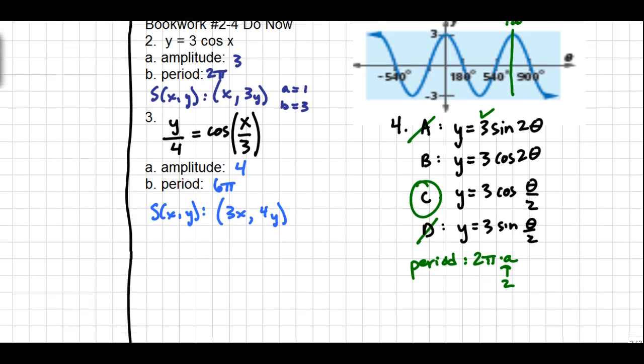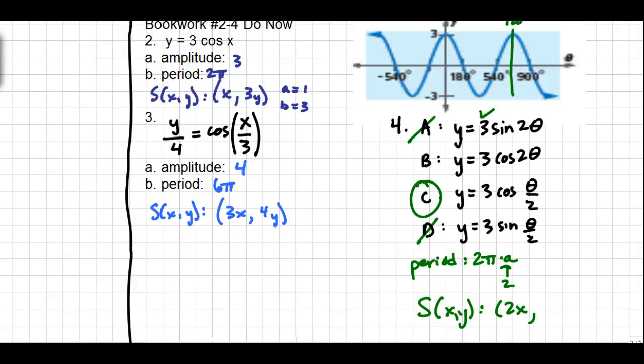Remember that that a value comes from the rule. So if I write my rule, I know that in the rule it would be 2 times x. So when I apply that now to the equation, it has to be division, or the inverse operation. So that's why I chose C.